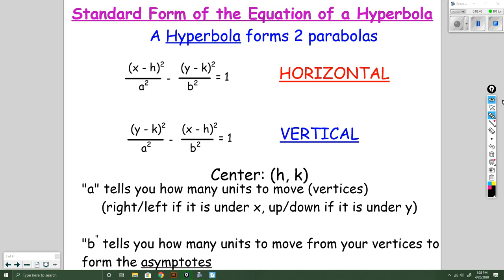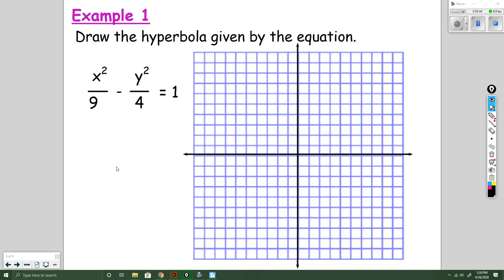All right, so let's really get into it here and get to our first example. We're going to draw the hyperbola given by the equation. So we start with the center. The center in this one is going to be the origin. Nice and easy to start with. Notice there's nothing subtracting from x, nothing subtracting from y. So I'm going to draw that little point. That's going to mark the center.